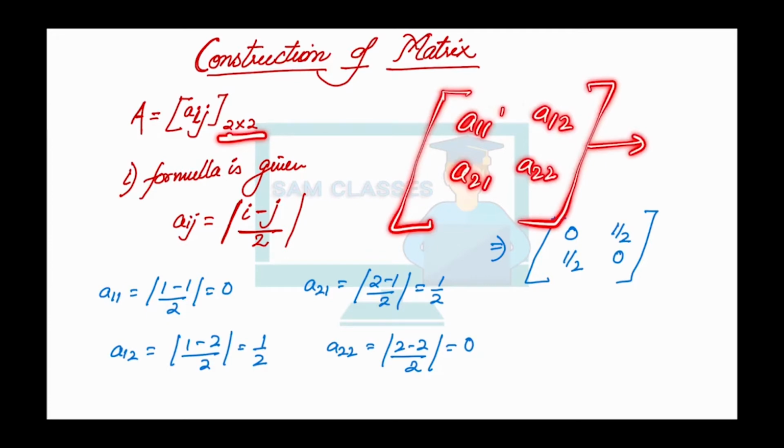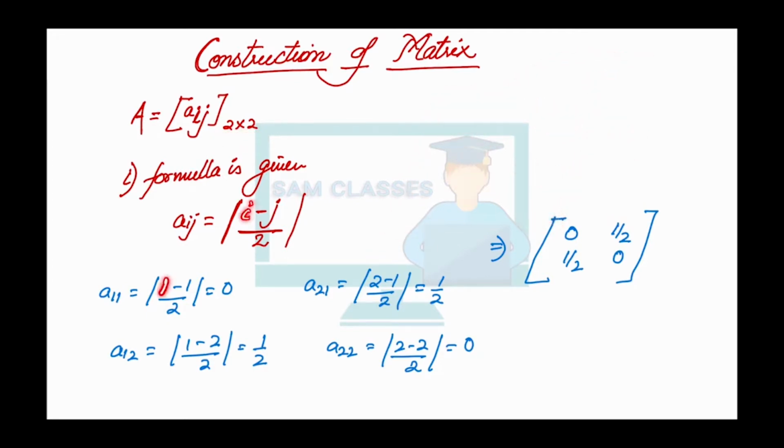So now the first element A11, how will we find it out? Put 1 in place of i and 1 in place of j. So 1 minus 1 is how much? 0. 0 by 2 is also 0. So the first element we got is 0. A21: 2 minus 1, by 2. So that is equal to what? 1 by 2. Correct?